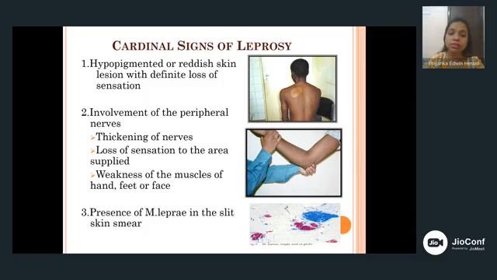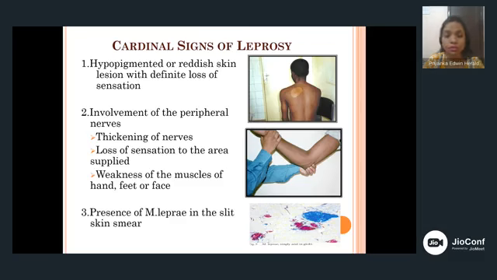Second, there is involvement of the peripheral nerve. Any peripheral nerve is involved. What signs do we see in peripheral nerve involvement? The nerve has to get thickened, or its consistency is changed, and there will be loss of sensation in the area supplied by the nerve, and weakness of the muscles of hands, feet, or face, where the nerve is supplied. This gives us the second cardinal sign, that is, involvement of the peripheral nerve.